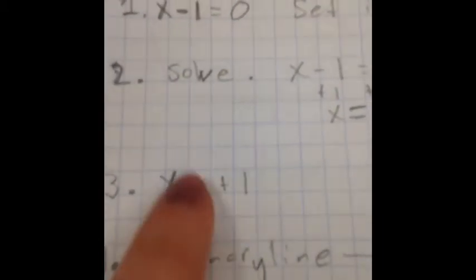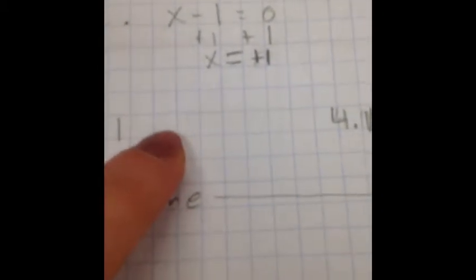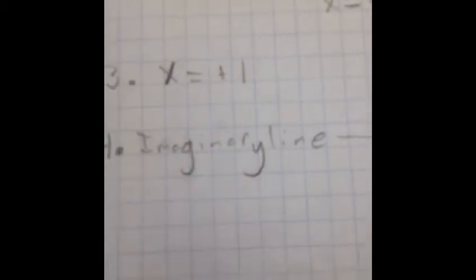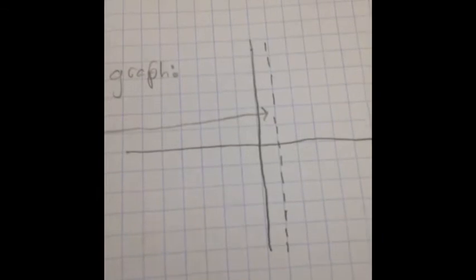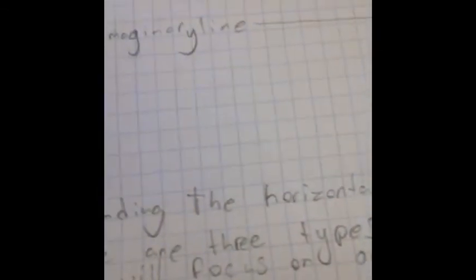So we have to set the denominator, so now it's x minus 1 equals 0. So now, as you see, x equals +1. Your vertical asymptote is +1. Now you graph. It's an imaginary line, so here is +1. Just goes up and dotted.